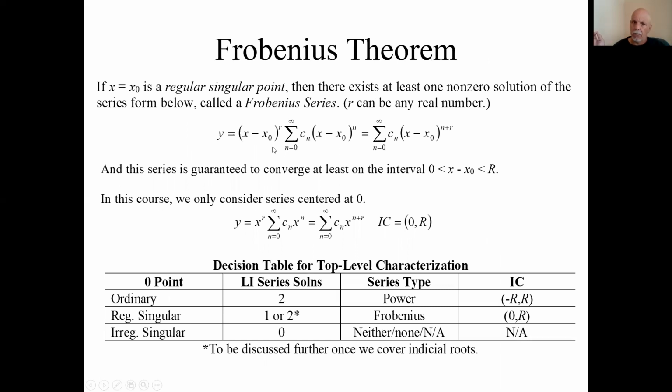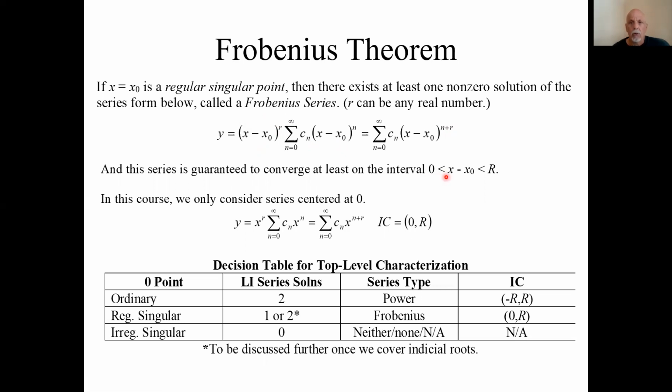And here's the Frobenius theorem. If x sub 0 is a regular singular point, then there exists at least one non-zero solution called a Frobenius series. This looks an awful lot like a power series, except for this extra factor of x to the r. If it were a power series, this would only be non-negative integers. In a Frobenius series, the exponent can be anything.